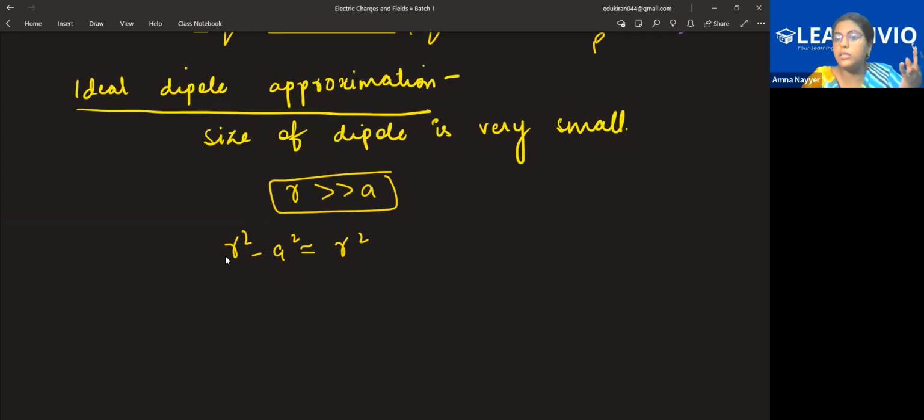This is 1,000. This is huge. This is 1,000. This is just 1. So from 1,000 square, even if you're subtracting 1 square, then what will you get? You will ultimately be getting almost equal to 1,000 square only. 999 is almost equal to 1,000. Right? So r square minus a square will approximately be equal to r square. So what you can do, r square minus a square, you can write it approximately equal to r square.